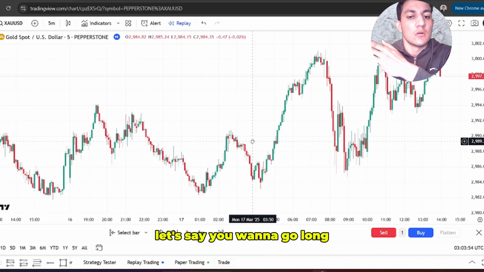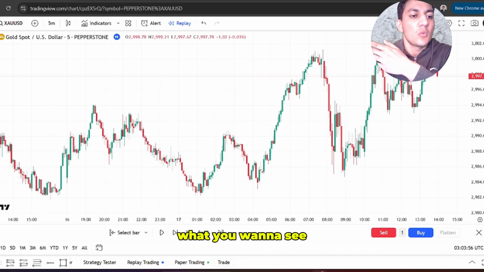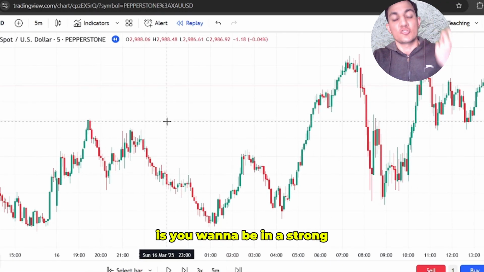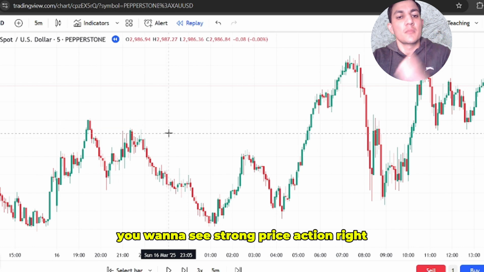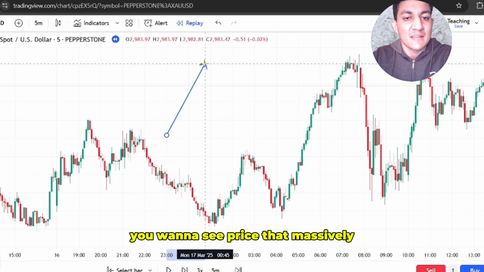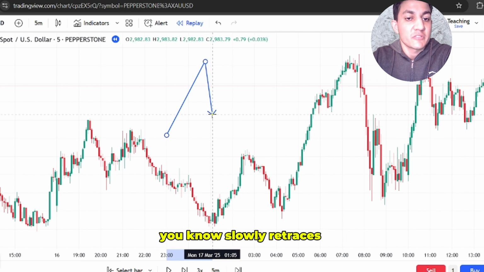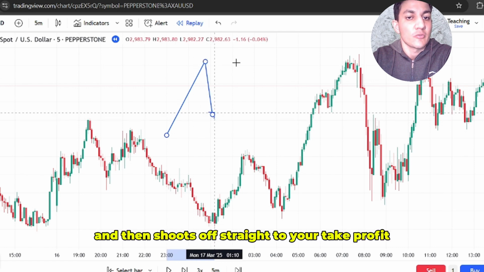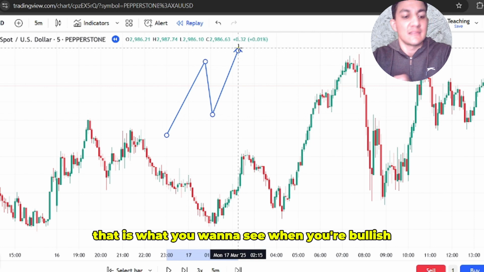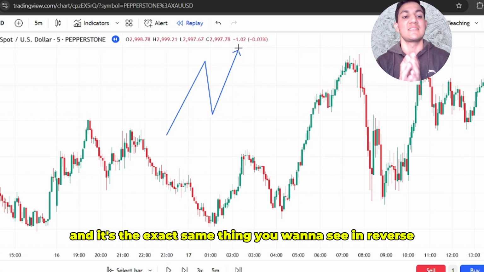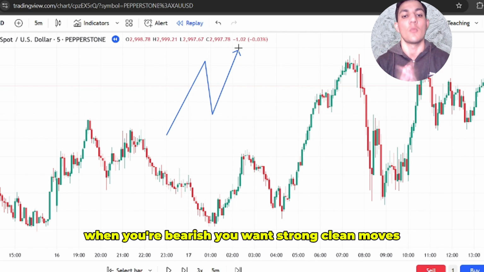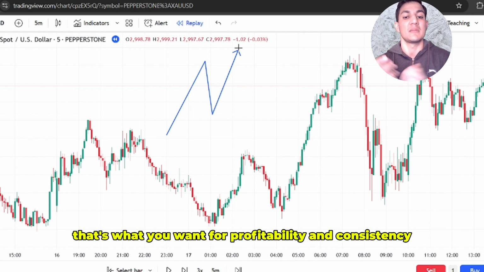Let's say you want to go long in gold. You want to see strong price action, right? You want to see price massively, aggressively move up in one direction, slowly retrace, barely touch your entry, and then shoot off straight to your take profit. That is what you want to see when you're bullish. And it's the exact same thing you want to see in reverse when you're bearish. You want strong, clean moves. That's what you want for profitability and consistency.